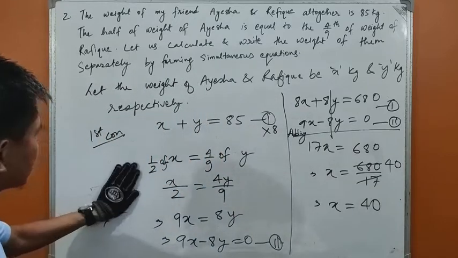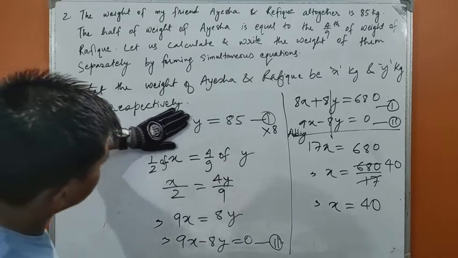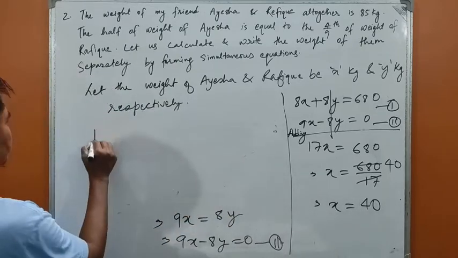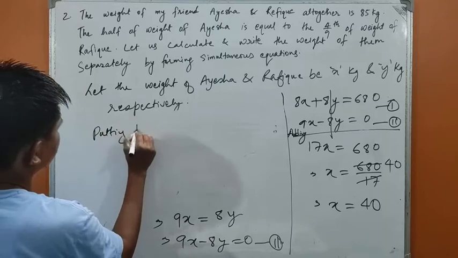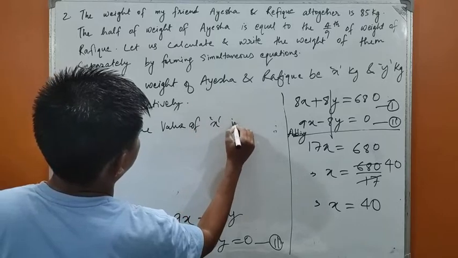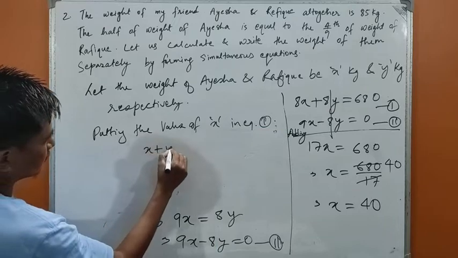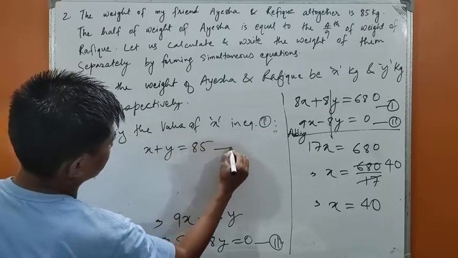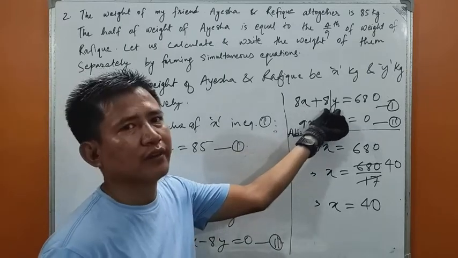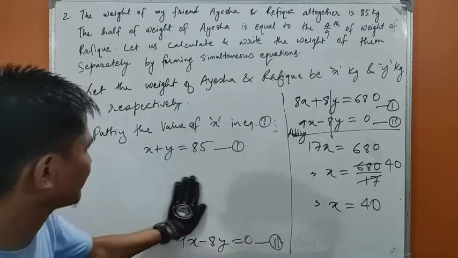Now putting the value of x in equation 1, we can find the value of y, okay? Putting the value of x in equation 1. What is equation 1? x plus y equals 85, isn't it? This is equation 1. You can put it in equation 2 also, but these are a little greater numbers. The smaller the number, the easier it becomes for us, isn't it? So we must choose easier numbers.